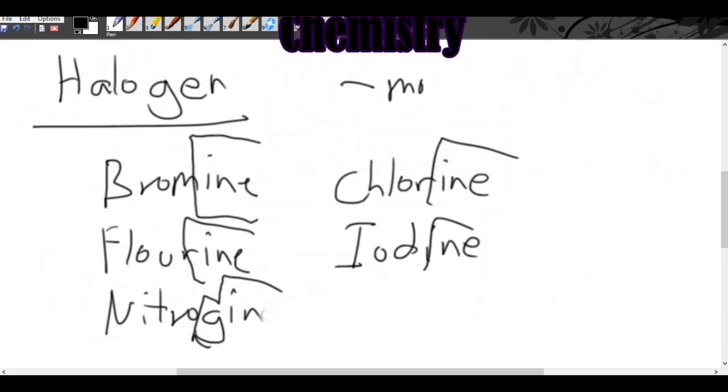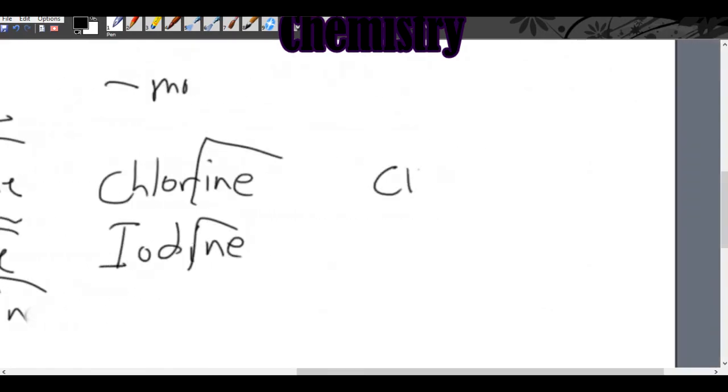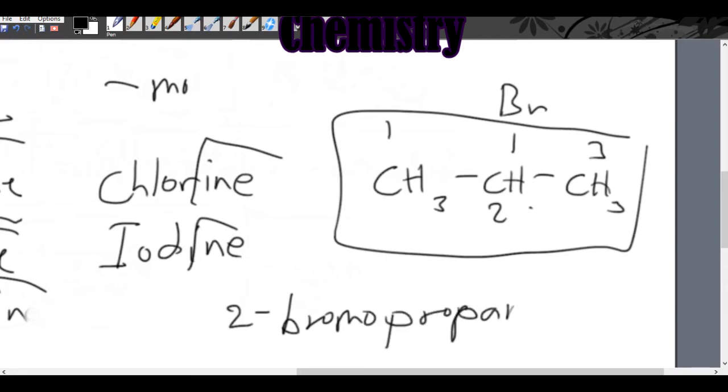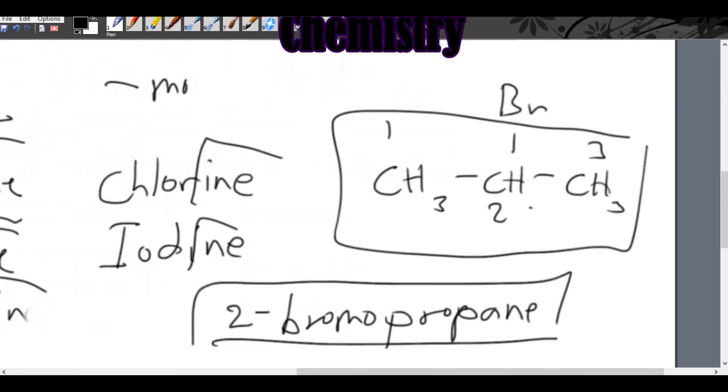So for example, if we have CH3, CH, and CH3, and we have Br. Again, we have to find the longest chain, which is right here, and then we're going to name it accordingly. 1, 2, 3. So it's going to be 2, and instead of putting bromine, we are putting bromo. Propane, because there are 3 carbons in there. So it's called 2-bromopropane.